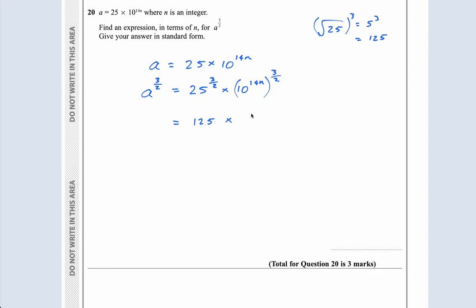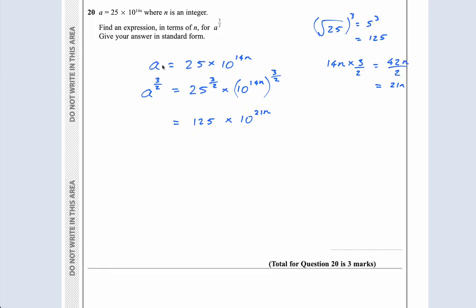Okay, and then this is 10 to the power of, we just multiply, because a power raised to another power, you multiply them. So 14 times 3 over 2 is actually, and there's an n, so it's 21n. That is because 14n times 3 over 2 is equal to, 3 times 14 is 42, so it's 42n over 2, which is 21n. Or the way I did it in my head is I said 2 into 14 goes 7 times, 7 times 3 is 21.